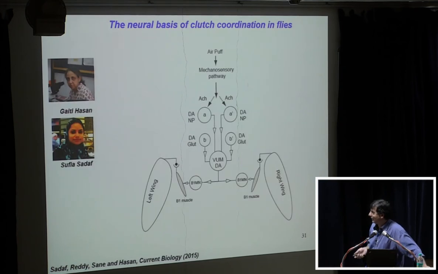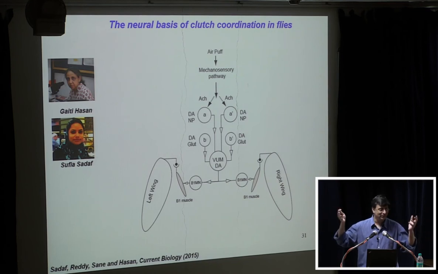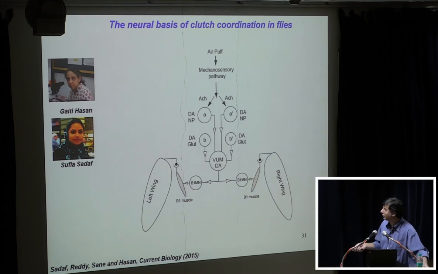We've gone one step ahead, and in the Drosophila system, we've asked what's happening in the nervous system. I told you that there's a clutch, but the implication is that the two clutches should be engaged synchronously. How does that happen? In collaboration with Professor Gayathri Hassan and her student Sufia Sadaf at NCBS, we found a neuron called the ventral unpaired medial neuron. This is in a genetic model system of Drosophila, which throws bilateral projections into the motor neurons of the two wings on both sides. That allows this neuron to simultaneously activate those two neurons and engage the clutch.